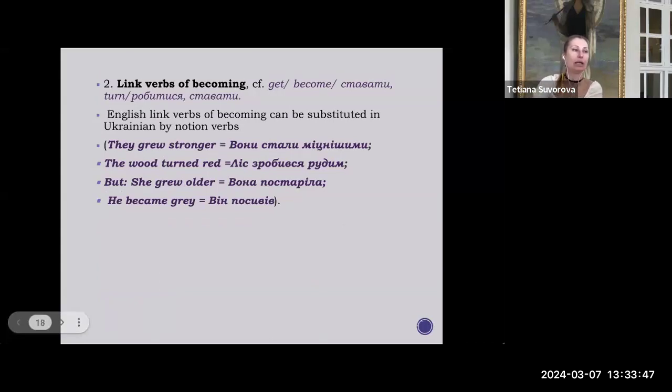For example, he became gray, він посивів. By the verb, we translate by one verb, but not by the group of verbs as in the English one. Grew older, постарів, and also with groups of words, grew stronger, став міцнішим, the wood turned red, зробився рудим.